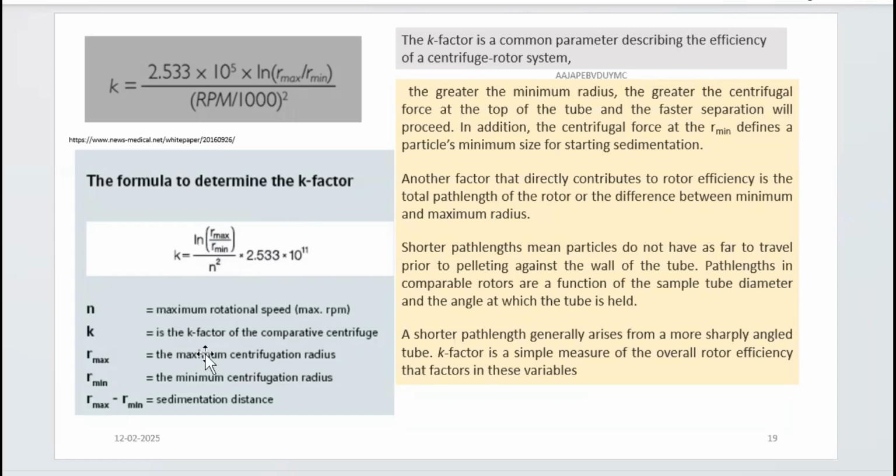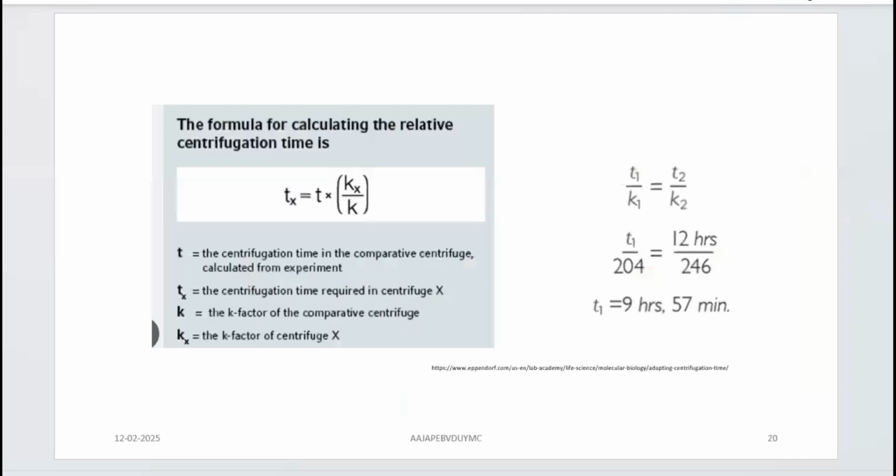How to choose a centrifuge? That is going to depend on K factor. R max, that is the radius at maximum, R minimum, that is the radius at minimum, and sedimentation distance is R max minus R minimum. So if you put these values, you can calculate the K factor, and K factor can be utilized to calculate the time of sedimentation. So this is the formula for that. We will continue with these formulas in the next lecture.